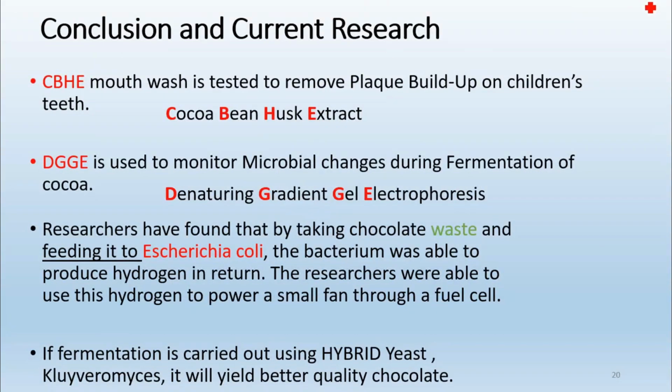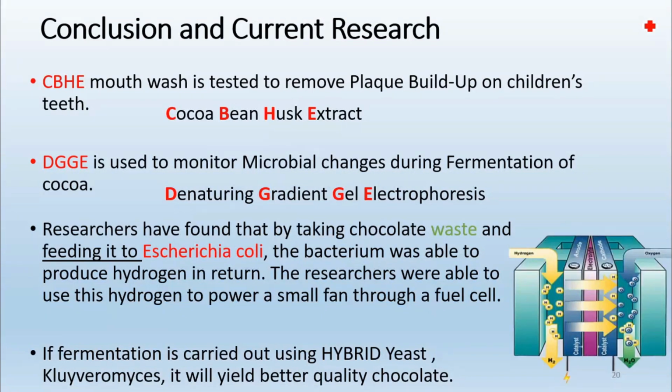Researchers have found that even the chocolate waste produced by the chocolate factory is useful. It benefits us. When we feed that chocolate waste to E. coli, the bacteria, in turn it gives us hydrogen, and that hydrogen can be used to power a fuel cell, and the researchers were successful in powering a small fan by using that hydrogen.